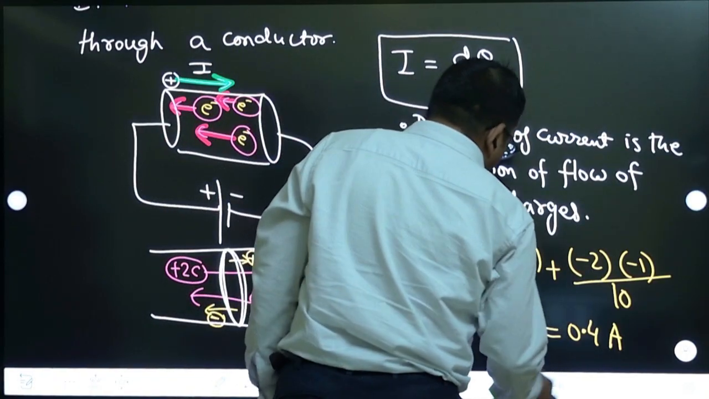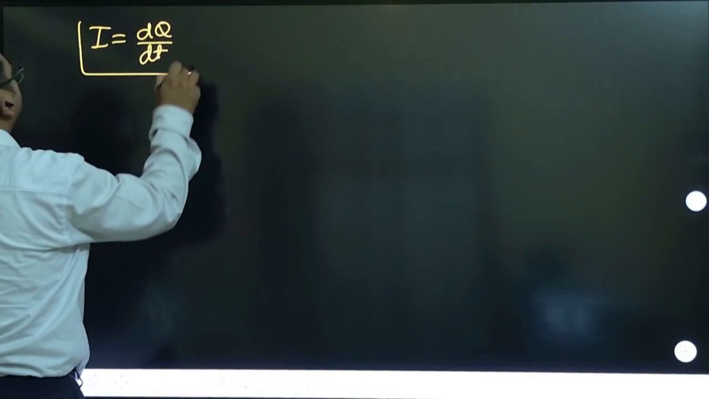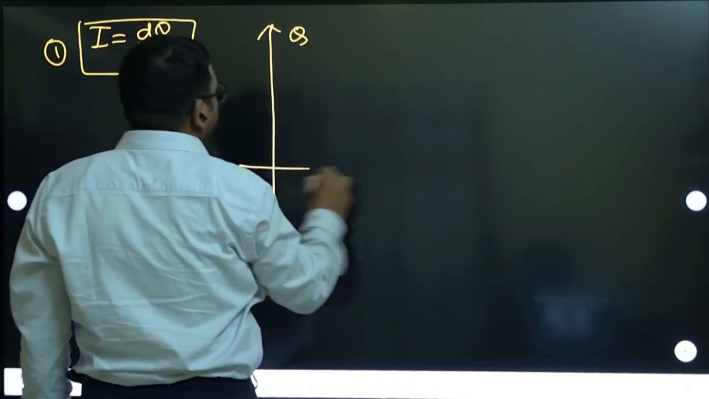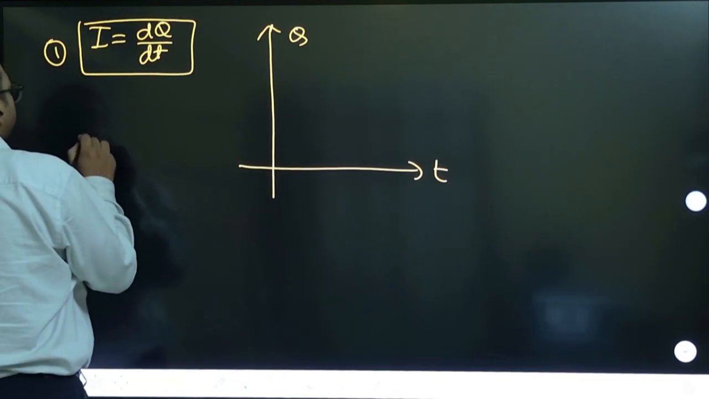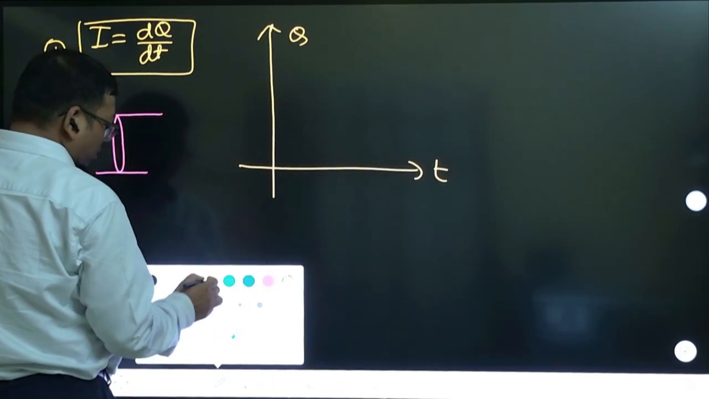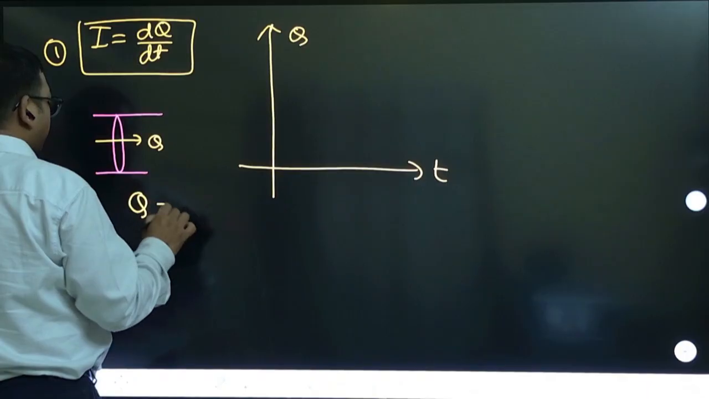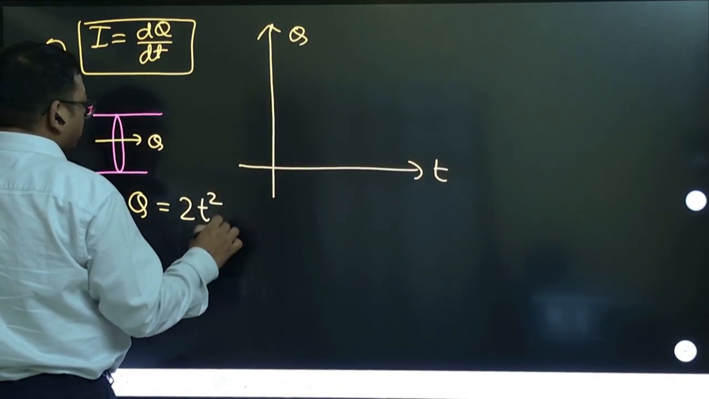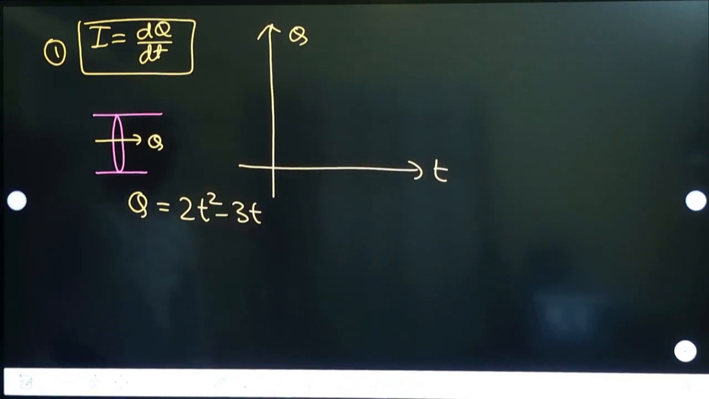Now let us take some examples based on this formula, I is equal to dq by dt. Suppose I draw the graph of charge flowing versus time. Let us take one example. Suppose there is a cross section area of a conductor. Through this cross section area, some charges are flowing. These charges depend on time as 2t square minus 3t.